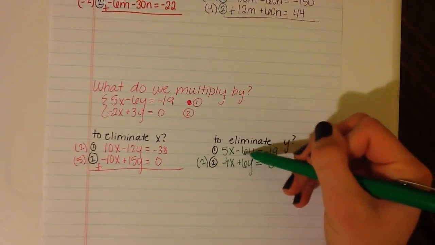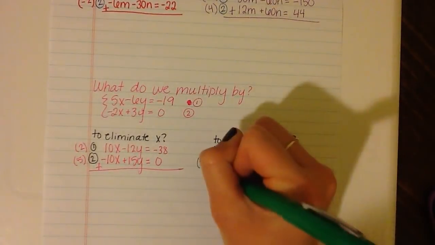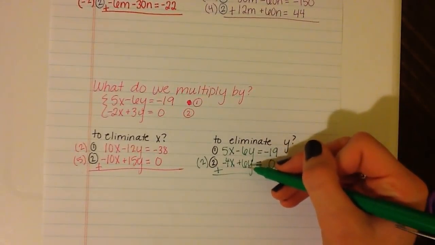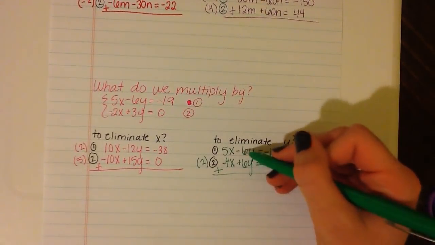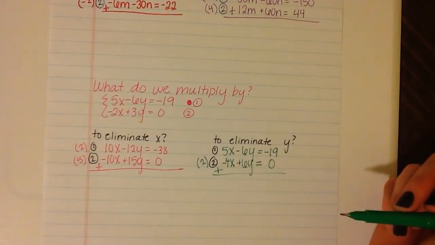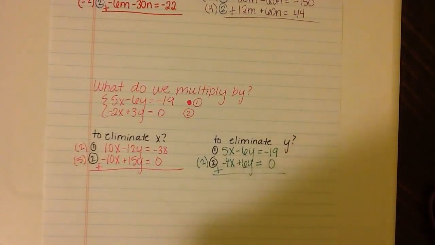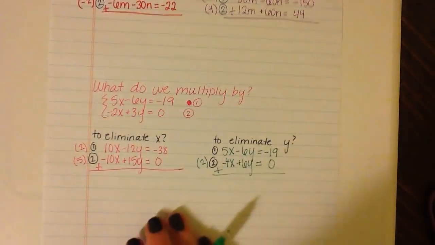Now that these are opposite coefficients, I'm just going to add them together. Negative 6y plus 6y is 0. So the y's are going to eliminate. Okay? So let's go ahead and do one more example together.